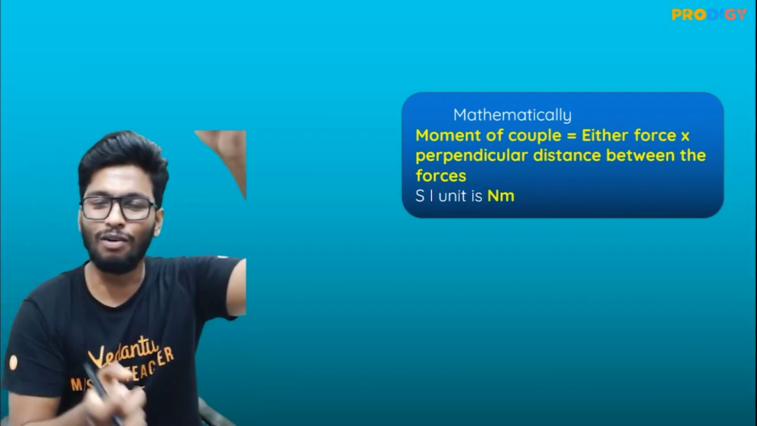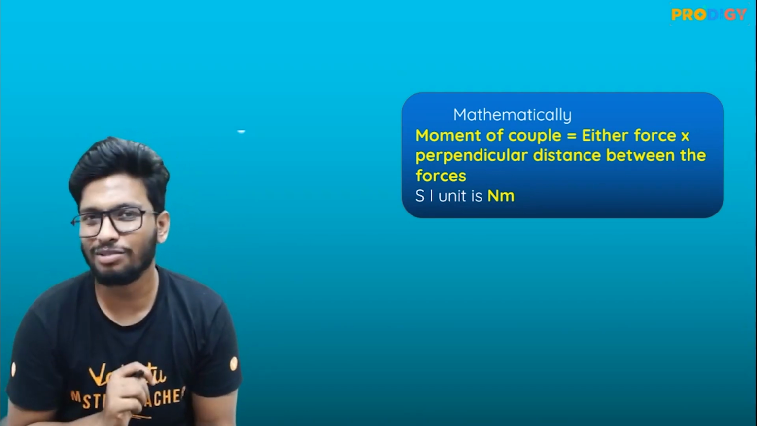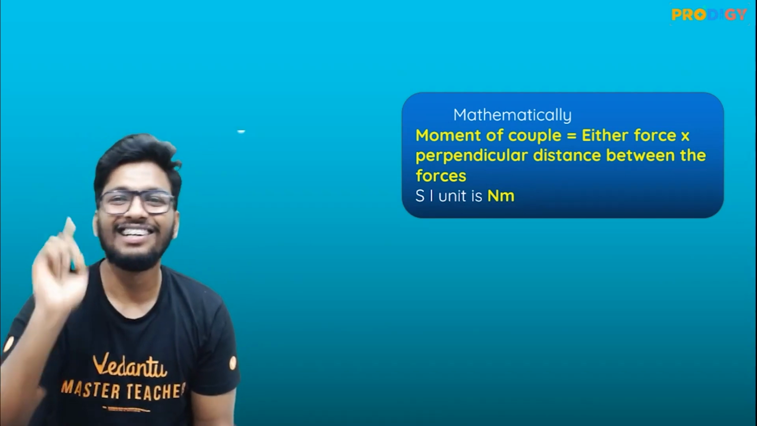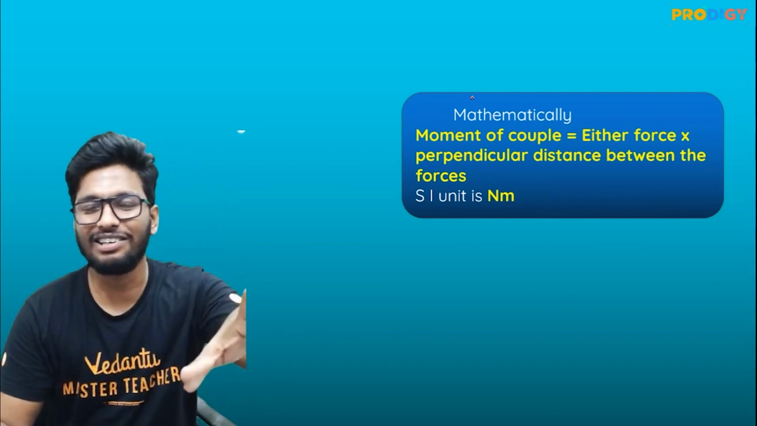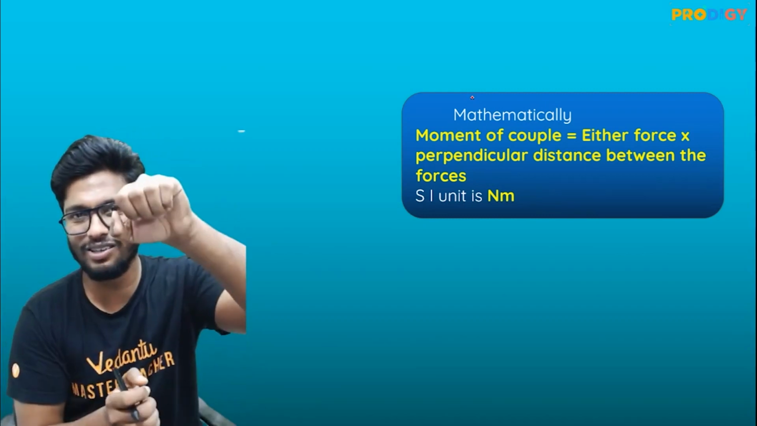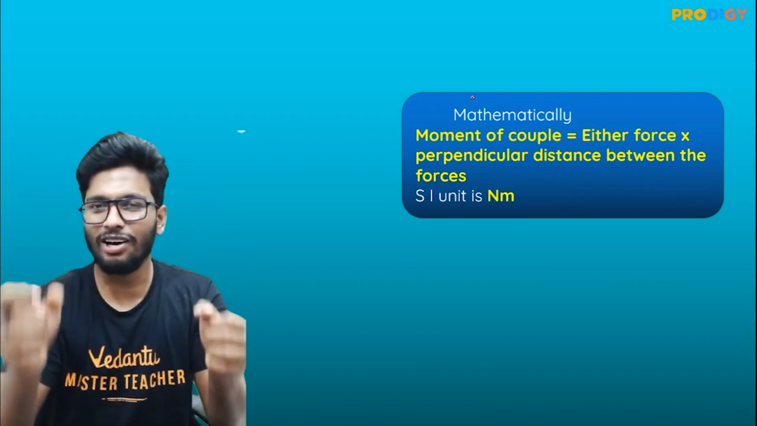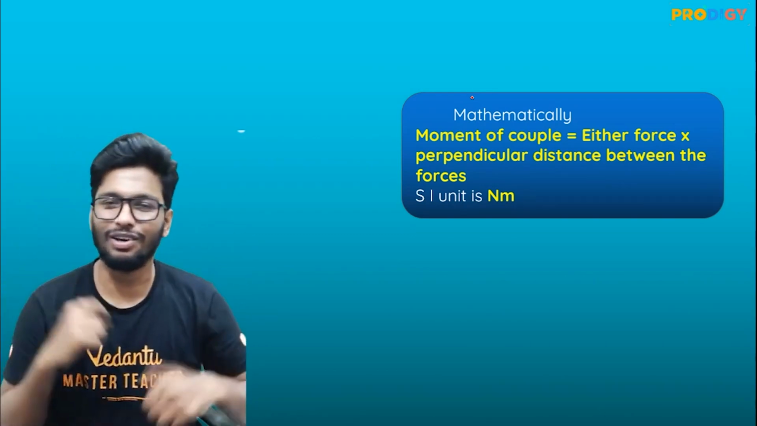Both of them are acting clockwise or both of them are acting anti-clockwise. Sorry about that small little confusion. Correcting that so that you guys don't get it wrong, once again I'll repeat this. In a couple, either both the forces are acting in clockwise direction or both of them are acting in anti-clockwise direction, but the direction of force is different. One is acting upwards, the other is acting downwards. That is the only thing.